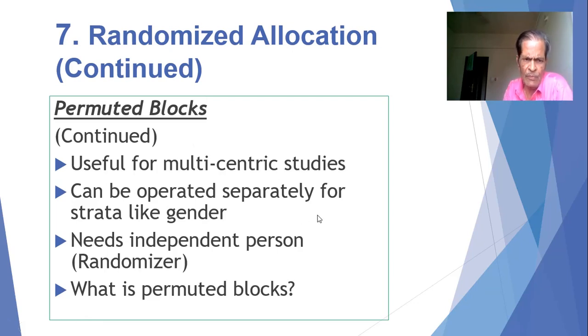Now what are these permuted blocks? Permuted blocks are nothing but the permutations and combinations of two letters. E is for the experimental group and C is for the control group. These permutations and combinations could be for four, 6, or 8, so they should be an even number. Mostly it is four.